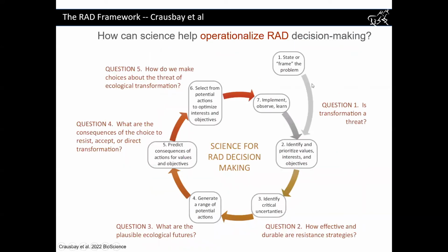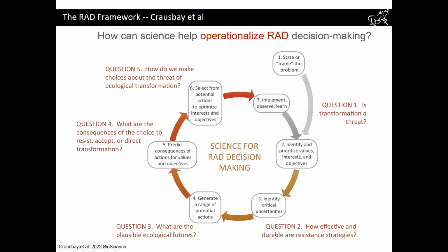And then finally, the last paper was one that I led with a bunch of other folks. And we tried to ask how science and scientific information could really help operationalize RAD decision-making and make this real. And so we used a really generalized decision-making process that I show here, and tried to think what is the scientific information that needs to be at the table to make RAD decisions. And first and foremost, you need to understand whether transformation is a threat to your ecosystem that you manage. That's what brings you to the RAD decision-making table.